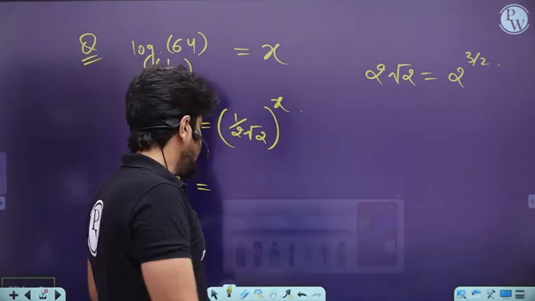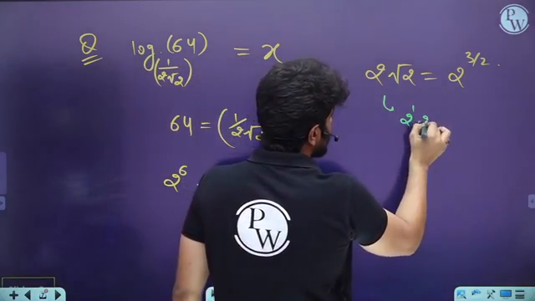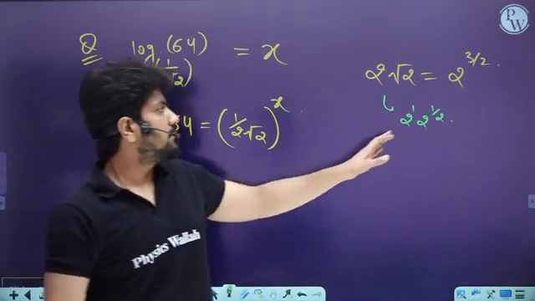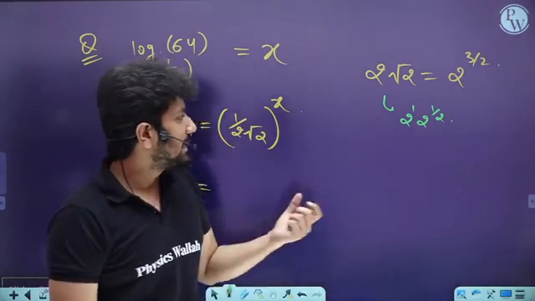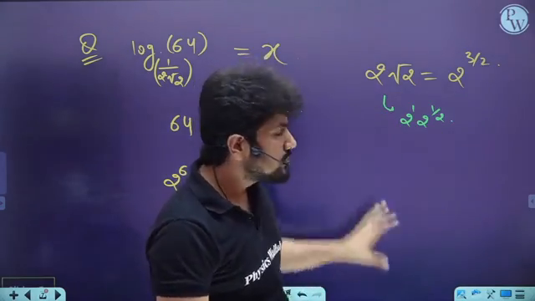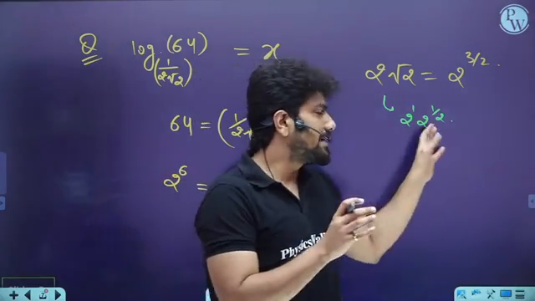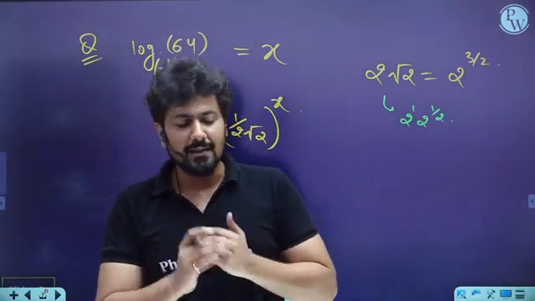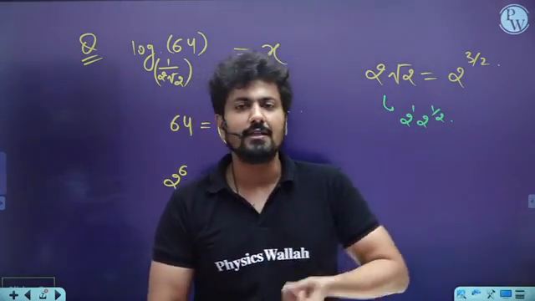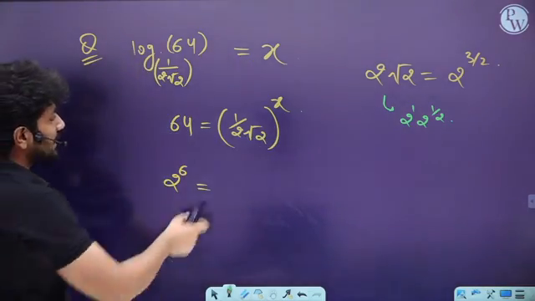How the power 3 by 2? See, this is basically 2 raised to the power 1 multiplied by 2 raised to the power 1 by 2. We add the powers if the base is the same. There are some rules associated with exponentials: if we multiply two numbers with the same base, we add the powers. In a similar way, you will later see some rules with logarithms. Here we are just following the rules of exponentials.